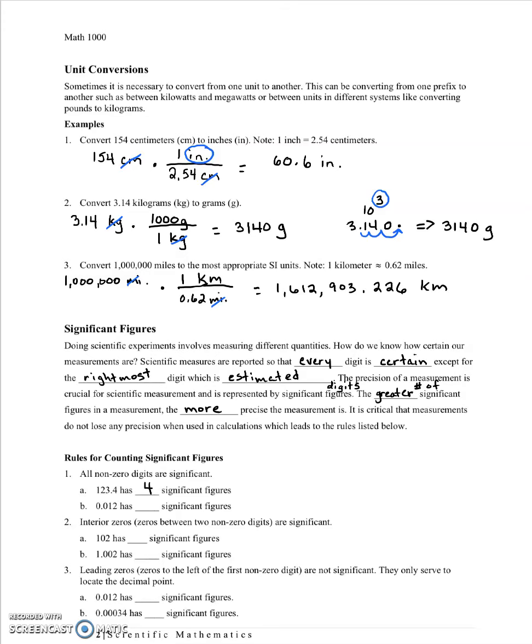Okay, 0.012 has how many non-zero digits? Hopefully everybody said 2, so it has 2 significant figures or significant digits.